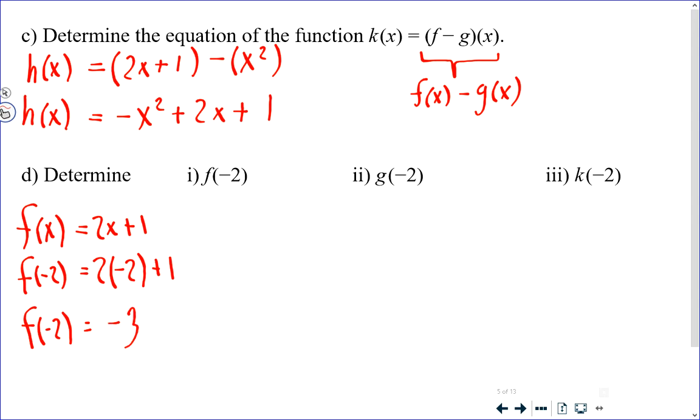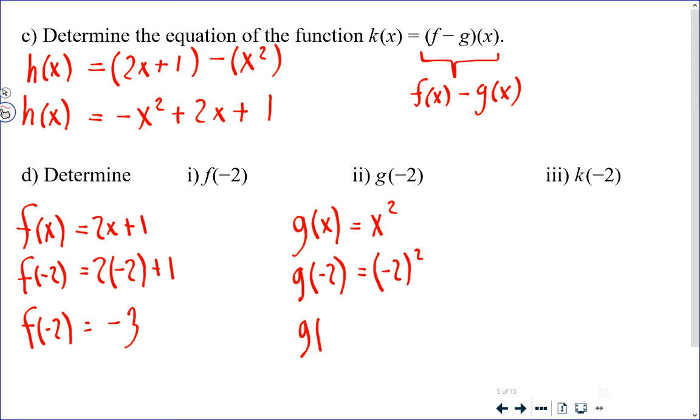What is g of negative 2? Well, g of x is x squared, which means g of negative 2 is negative 2 squared. I haven't explicitly told you this in today's lesson, but I know I've mentioned it many times before. When you substitute a number in for a variable, put a set of brackets around it. So we get g of negative 2 equals 4, because negative 2 quantity squared gives you 4.